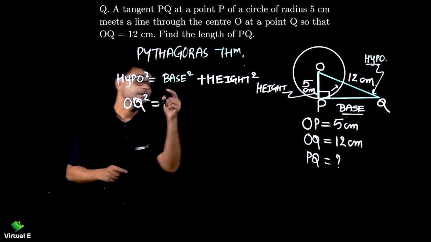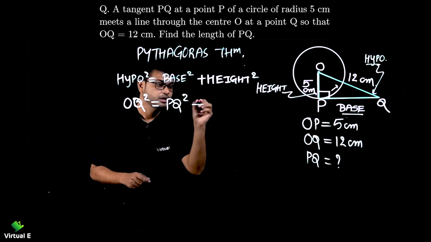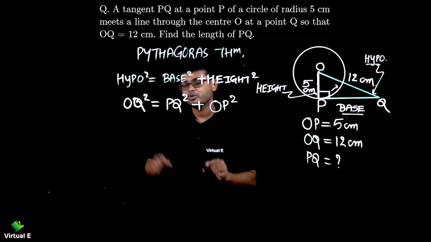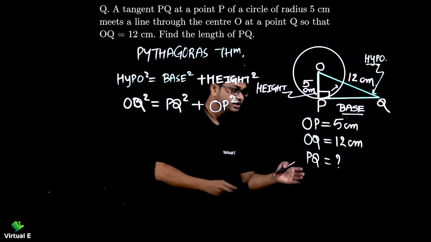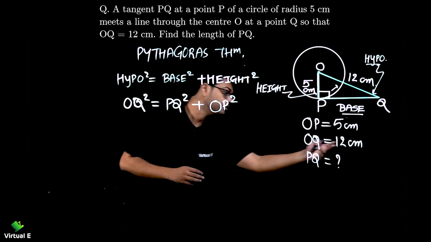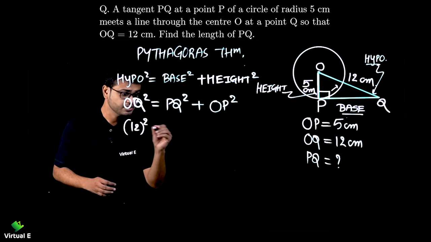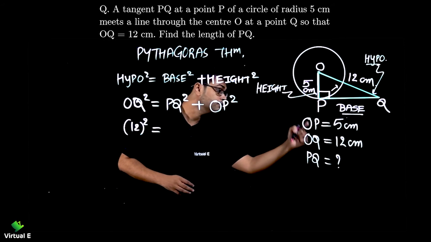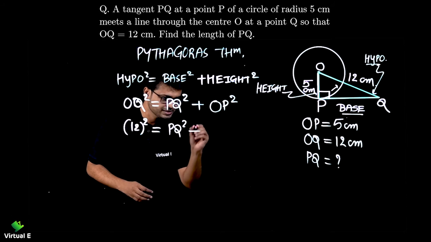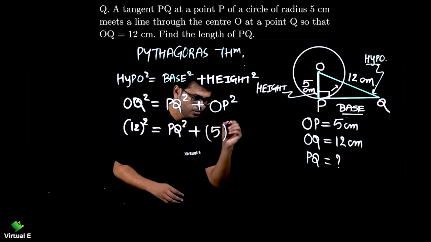OQ square. Then base is PQ. Okay, so here PQ square plus height is OP, OP square. Now see, what is the reason we always label all these sides over here? It is easy to get the information and substitute. OQ. What is the value of OQ? 12 centimeter. You can take help of the figure as well. So 12 centimeter squared is equal to PQ squared. We need to find PQ, so PQ square as it is. Then do we have OP? Yes, 5 centimeter. So 5 whole square.